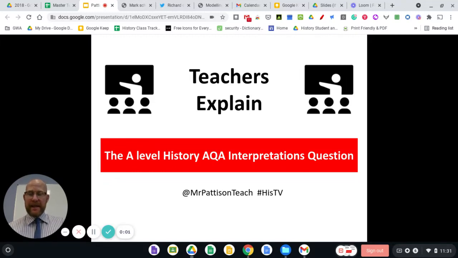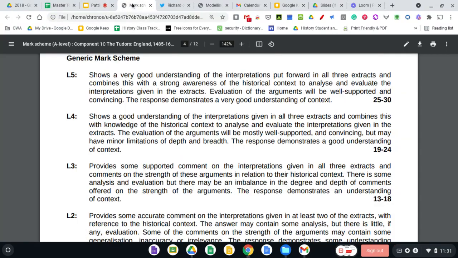Hi, my name is Mr. Patterson, and I am going to be taking you through some ideas about how to approach the A-level AQA history interpretations question. Now, the first thing to look at, logically, is the actual mark scheme and the types of questions.